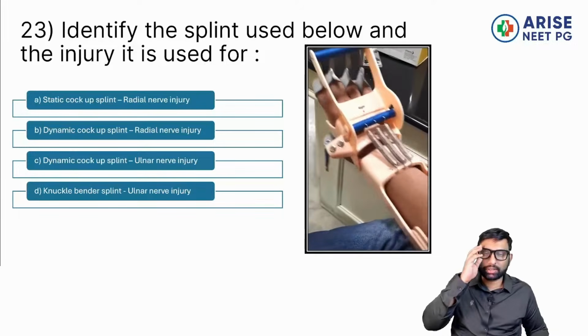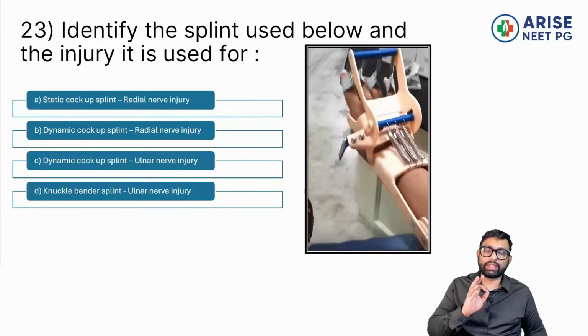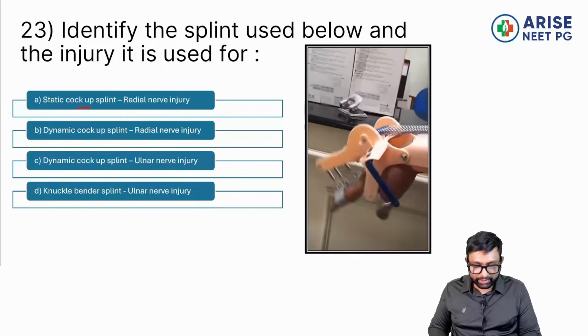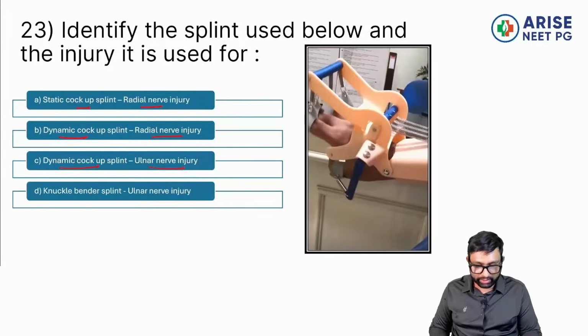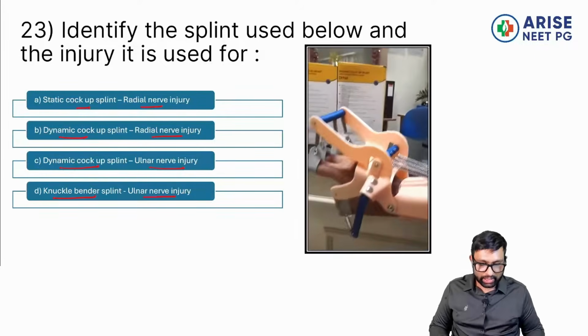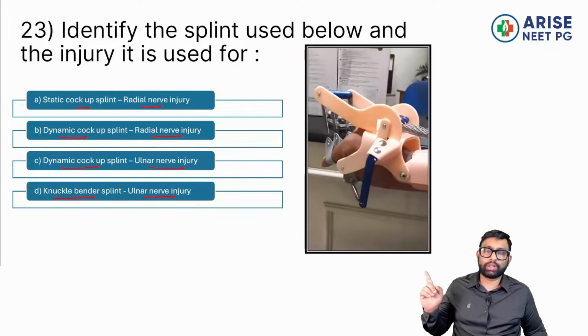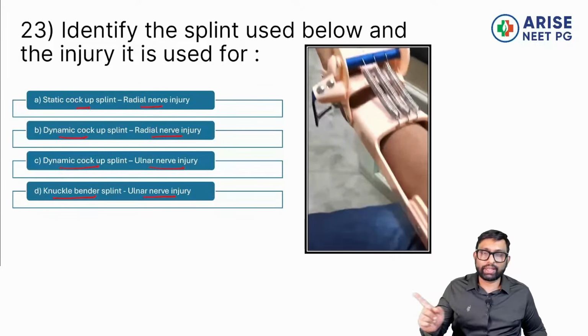Next question, another video based question here. Identify the splint used below and the injury it is used for, and you have 4 options: static cock-up splint, radial nerve; dynamic cock-up splint, radial nerve; dynamic cock-up splint, ulnar nerve; knuckle bender splint, ulnar nerve injury. Can you tell me the answer to this question? Can you see what they're doing there? This is the implant, and there's a video of a patient wearing that implant. Can you tell me which implant this is and which nerve is affected?